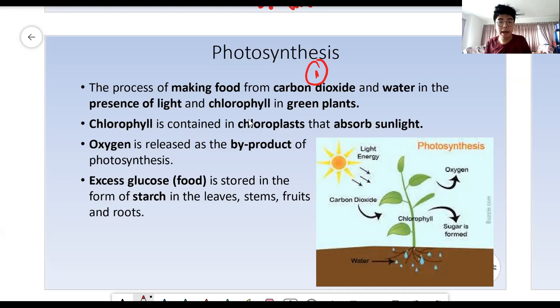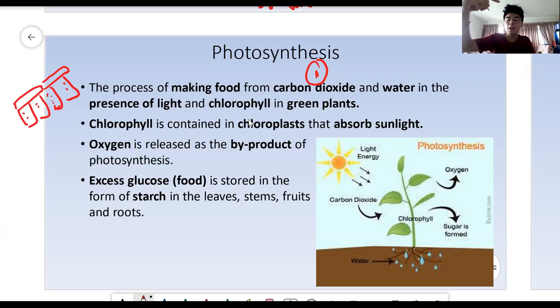Okay? Palisade cell has the most chloroplast, okay? Epidermal is the one lying down, then you have palisade cell, the standing up one. Palisade cell is going to have the most chloroplast, okay? It's just a revision. So, this chloroplast or the chlorophyll will be able to absorb the sunlight. Chlorophyll is contained in chloroplast that absorbs sunlight.